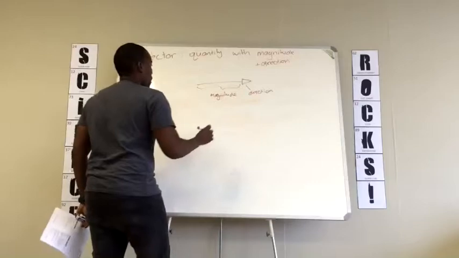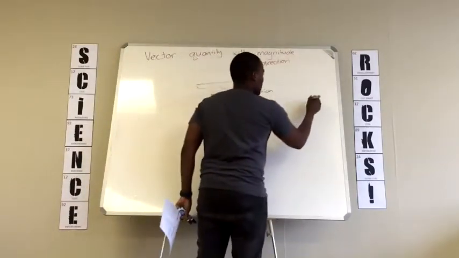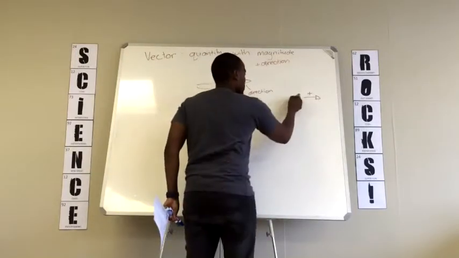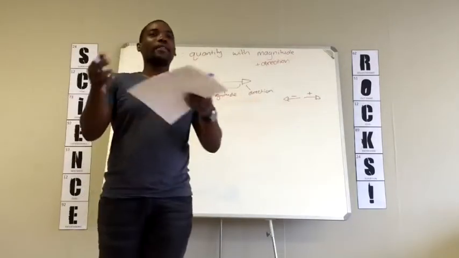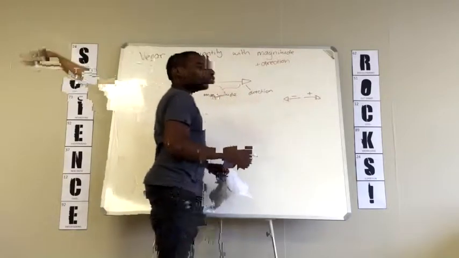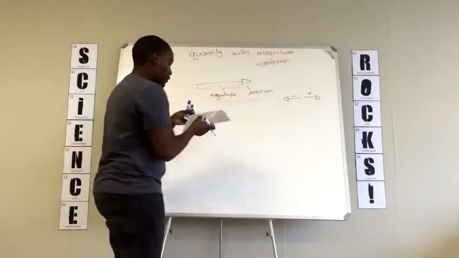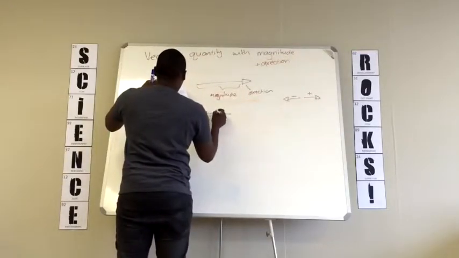Now I'm going to introduce the concept of picking a sign convention. A sign convention is simply saying, if anything acts to the right, I'll call that positive. If anything acts to the left, I'll call that negative. Because remember, with vectors, you don't just add them algebraically. So anything to the left is negative, that's going to be negative 10 newtons. Makes sense, right?